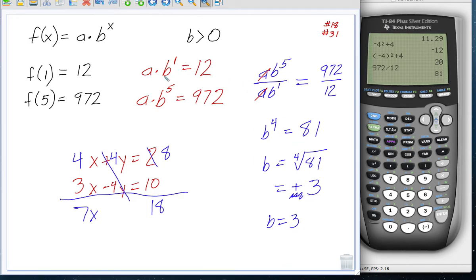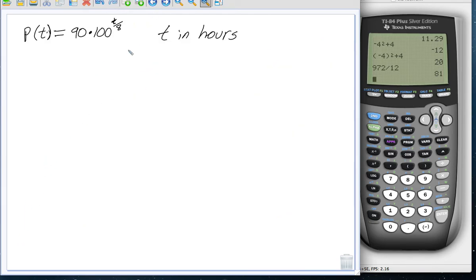Then we come back up here and we say, well, now I know B is 3. A times 3 has to equal 12, so A is 4, and that means I now know that the equation here is 4 times 3 to the x. This is a lot like question number 18 and question number 31 in the study guide. One more quick example here.